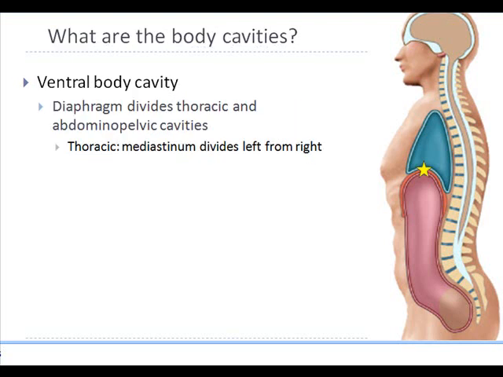However, the ventral body cavity is actually divided into the superior and inferior, with the diaphragm dividing them. Here is the diaphragm. It has the thoracic cavity, which is superior, and then you would have the digestive cavity, or all the organs which are going to be inferior.